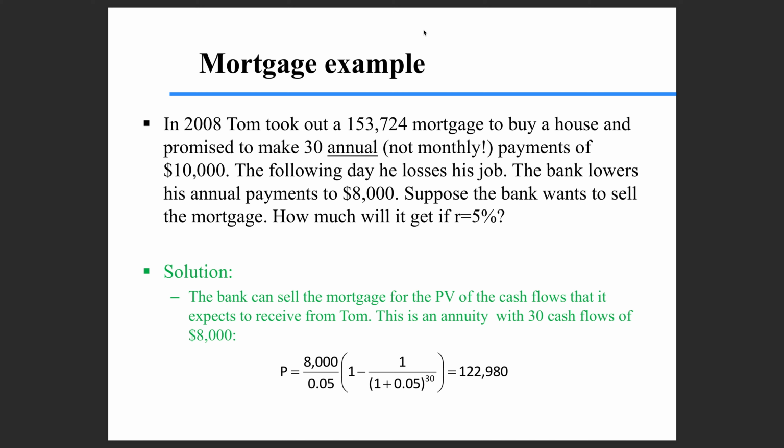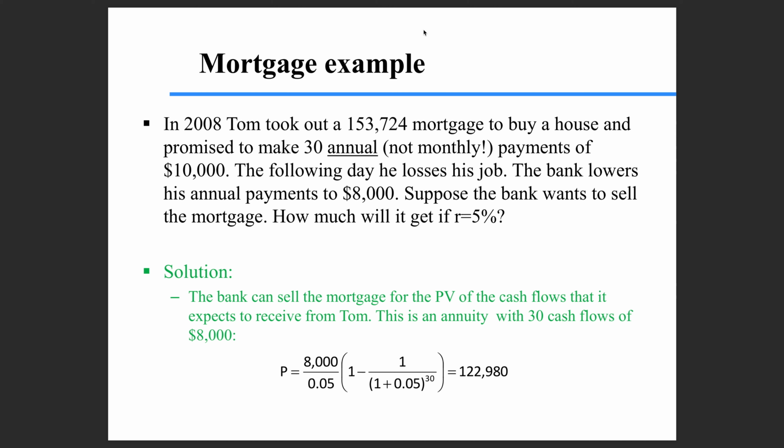The following day, he loses his job. The bank lowers his annual payment to $8,000 from $10,000. Suppose the bank wants to sell the mortgage. How much will it get if the appropriate discount rate for this particular mortgage is 5%? Solution. The bank can sell this mortgage for the amount equal to the present value of all the cash flows that Tom will pay to the bank.